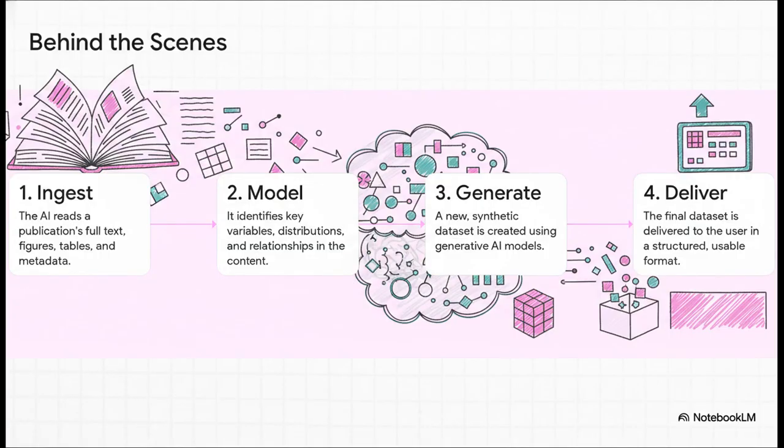So how does the magic actually happen behind the scenes? Well, first, the system basically vacuums up everything it can from the publication. The text, the tables, the charts, all of it. Then it uses some smart contextual modeling to figure out the key variables and, importantly, how they relate to each other. Based on that understanding, it generates a completely new, totally synthetic dataset and delivers it right to you. And the crucial part? It does all of this without ever seeing the original private data.